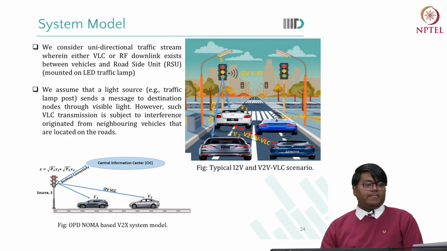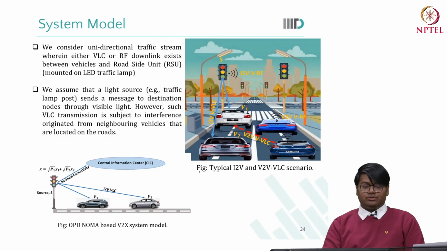Now let us extend the notion of non-orthogonal multiple access in the optical domain, what we call optical power domain NOMA or OPD NOMA. So in this particular system model, we consider a unidirectional traffic stream wherein either a NOMA enabled VLC or RF downlink exists between the roadside unit and vehicle as depicted in this figure. Now we assume that the light source, which can be your traffic lamp post, sends a message to the destination nodes through visible light. However, such VLC transmissions are subject to interferences originating from the neighboring vehicles.